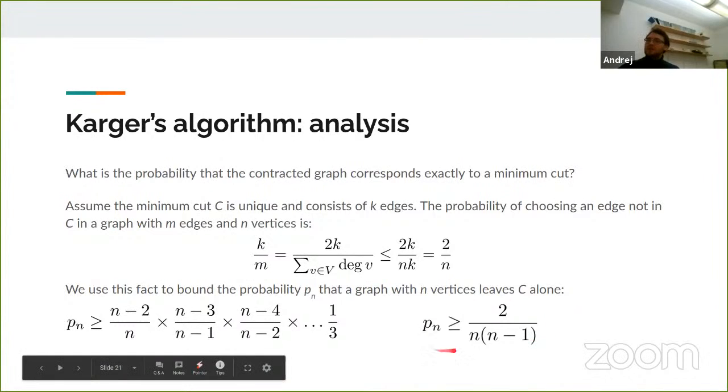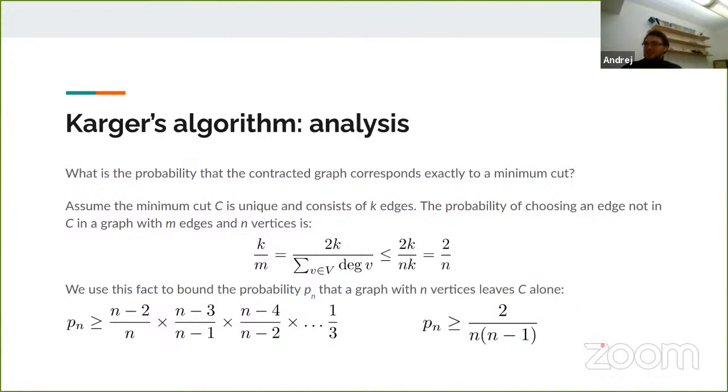So the probability of success isn't too good. As you can see, it's kind of 1 over n squared. So it's not good. So we need to repeat it many, many times to actually have guarantees that this works. But how many times?